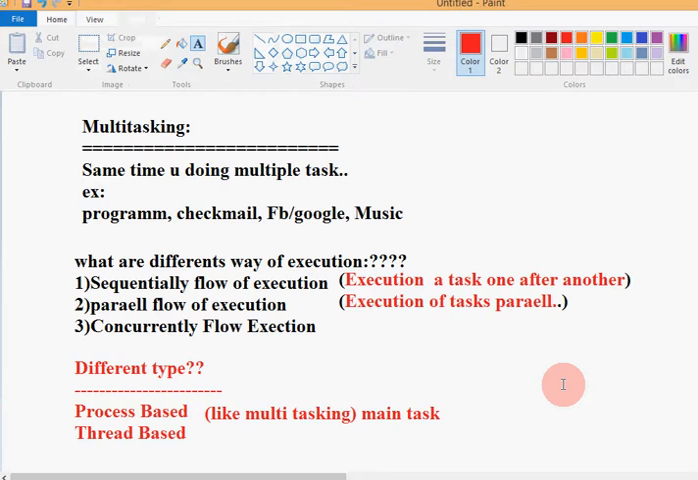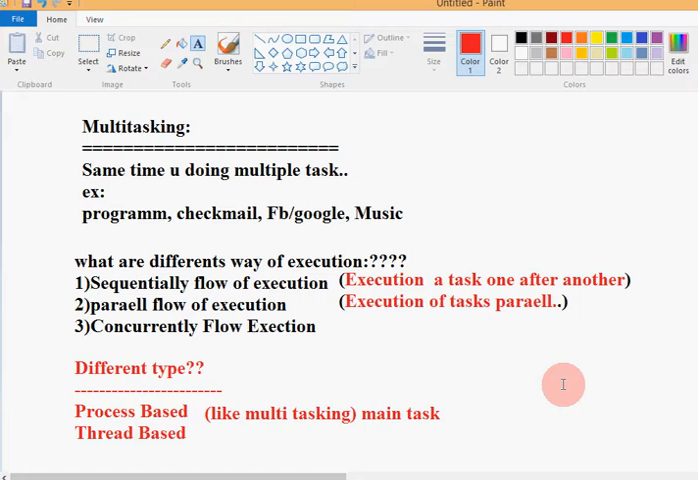Okay. What is meant by thread-based? Thread-based means execution of multiple subtasks within a main task. You're doing multiple tasks within a main task simultaneously, called thread-based multitasking. That means suppose you are doing a main task like watching a YouTube video, and in that place you are also doing some work, subtasks. This is called thread-based.